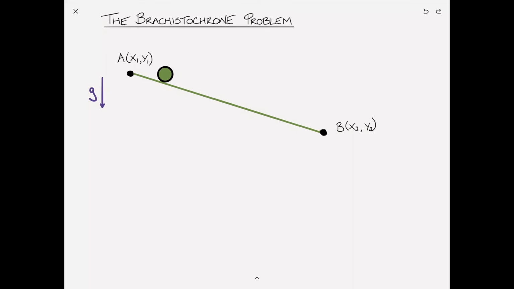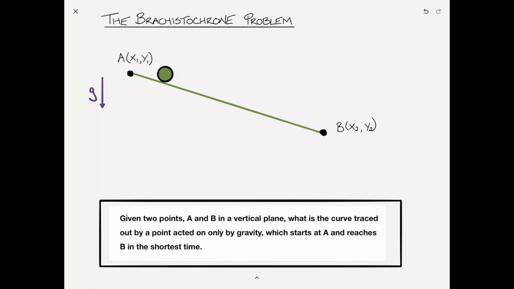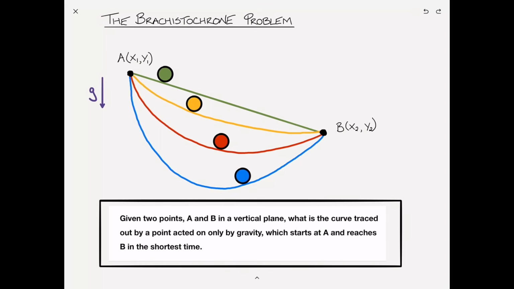So let's have a look at the actual statement of the problem as it was originally stated. Given 2 points A and B in a vertical plane, what is the curve traced out by a point acted on only by gravity, which starts at A and reaches B in the shortest time? And the idea is that we might consider a whole assortment of different paths. Can we determine which one of these paths would take the shortest time?